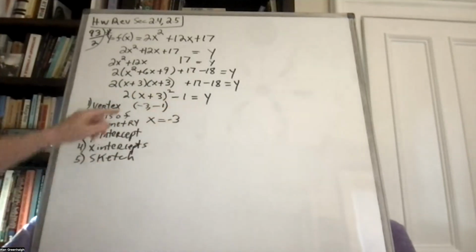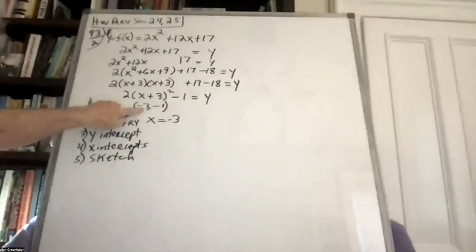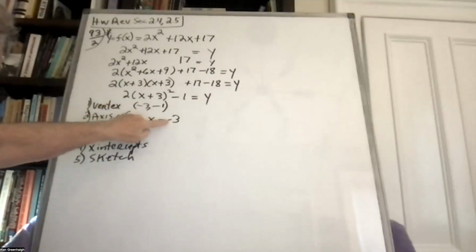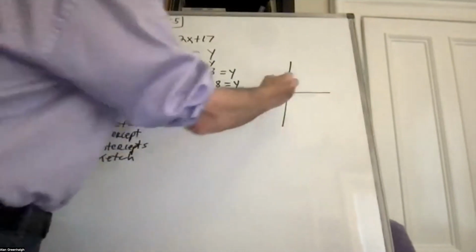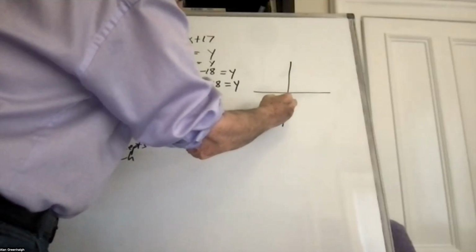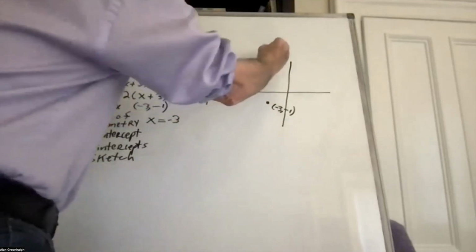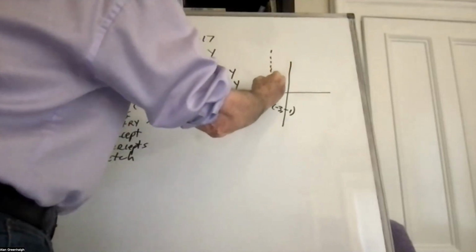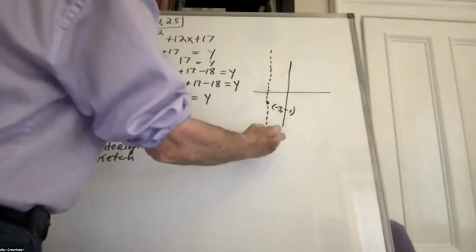The way we find the axis of symmetry is by letting x equal negative 3. Let me show you why. If the vertex is negative 3, negative 1, then the axis of symmetry goes through this point, negative 3. This is the axis of symmetry.